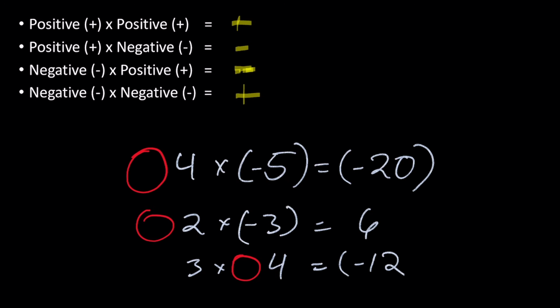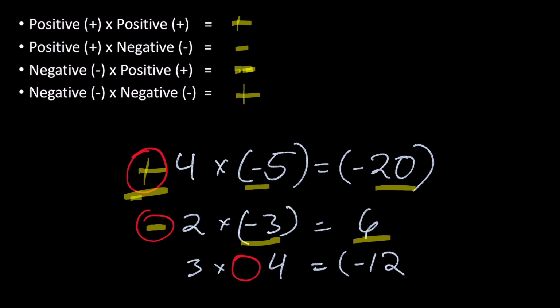So if I'm looking at these questions, what would I fill in here? Is that a negative or is it a positive? Well, I have a negative and a negative in the answer, so this needs to be a positive, right? All right, what about the next one? 2 times negative 3 equals 6. Well, I have a negative and my answer is a positive, so this has to be a negative, right?